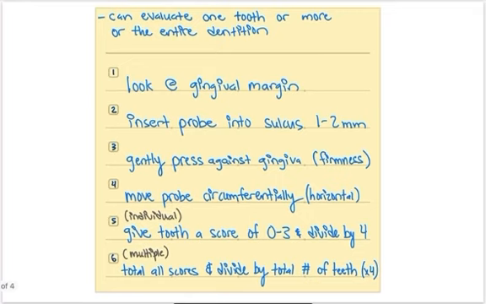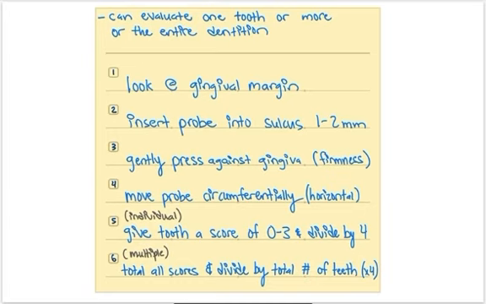For the gingival inflammation index, you can evaluate one tooth or more, or actually the entire dentition. The steps are to look at the gingival margin when you insert the probe into the sulcus about 1 to 2 millimeters in. You gently press against the gingiva to determine its firmness, and then you move the probe circumferentially in a horizontal stroke in order to identify a score for each aspect.